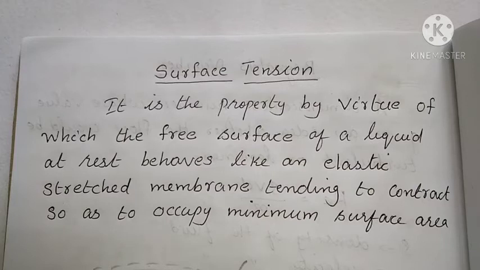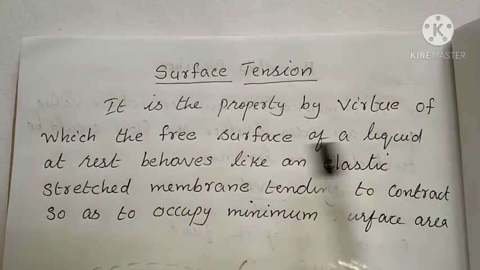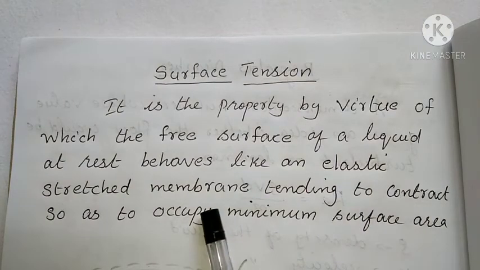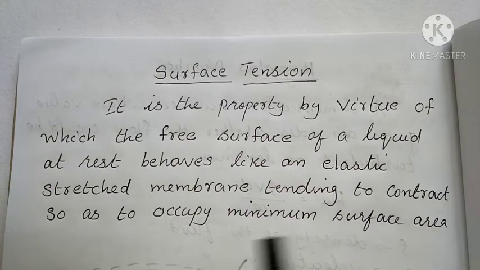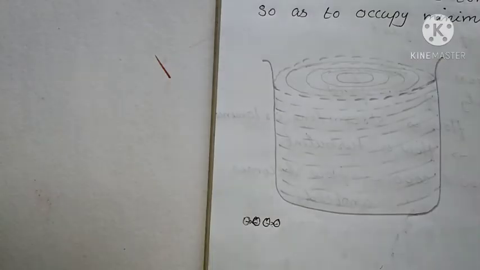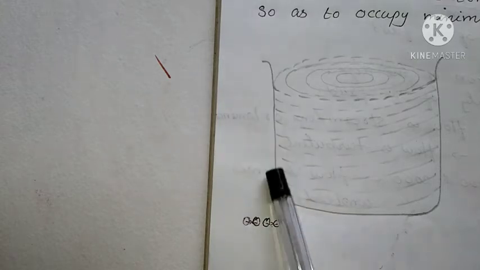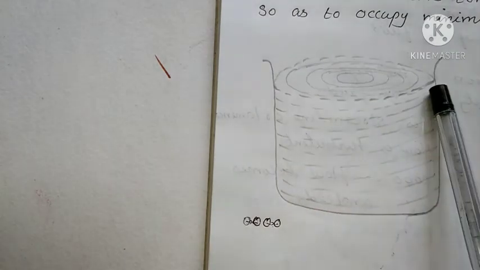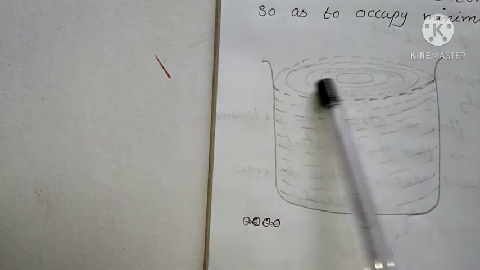So we can define surface tension as the property by virtue of which the free surface of a liquid at rest behaves like an elastic stretched membrane tending to contract so as to occupy minimum surface area. Now we are going to study how this surface tension occurs on the liquid interface or the liquid surface. Here is a container containing a liquid at rest, and this is the interface, that is the air-water interface.